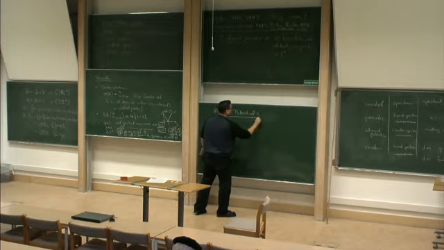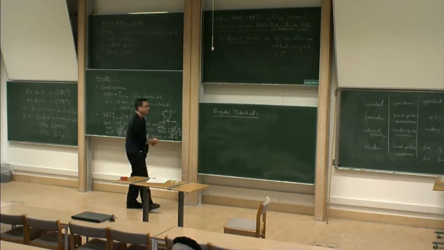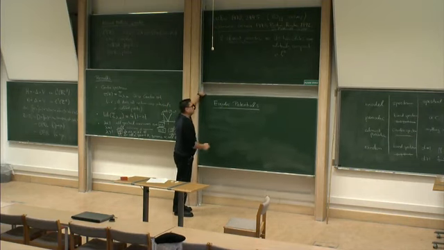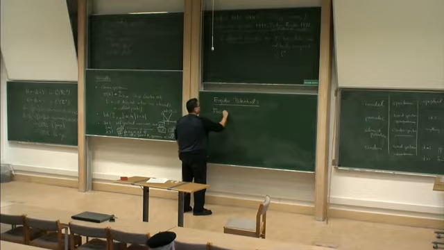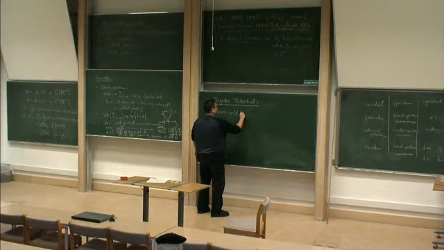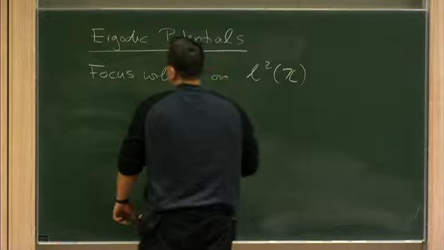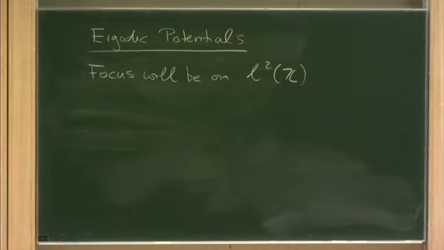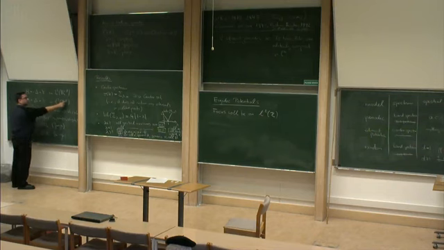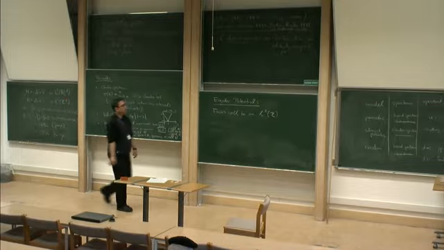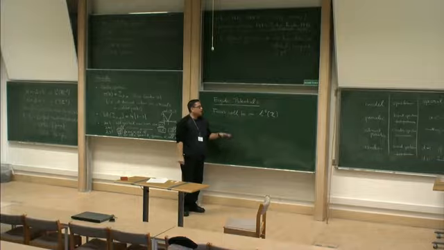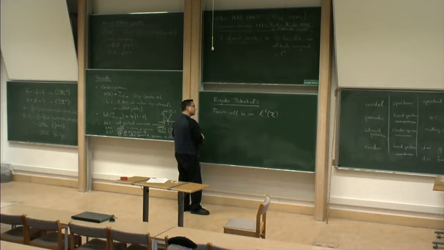Okay, so I want to introduce this class of potentials. The focus will be on L2 of Z, but everything initially extends to the higher dimensional discrete case and also to the higher dimensional continuum case, but you have to choose some framework. Notationally, it's often easier to do this case, but I'll always say what does extend to higher dimensions and what doesn't.